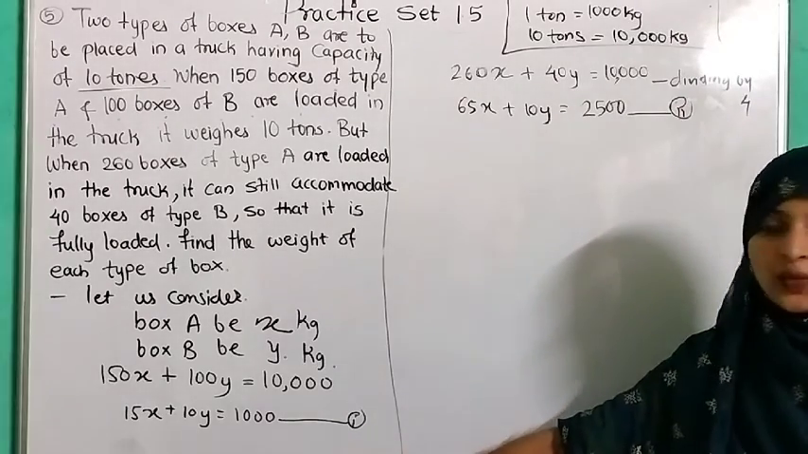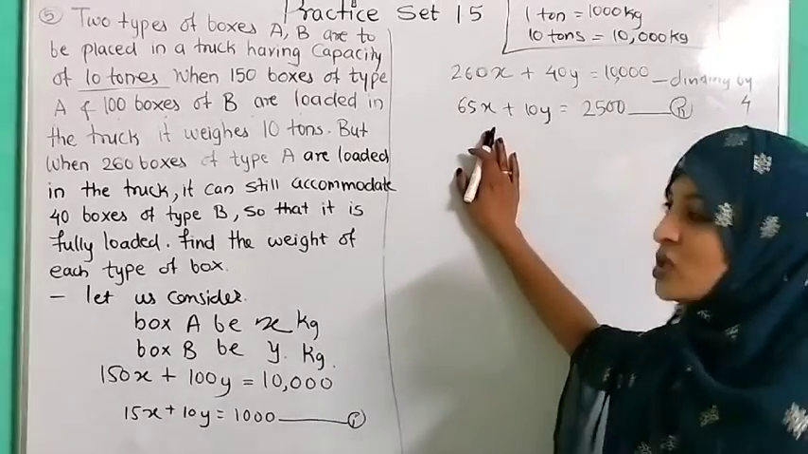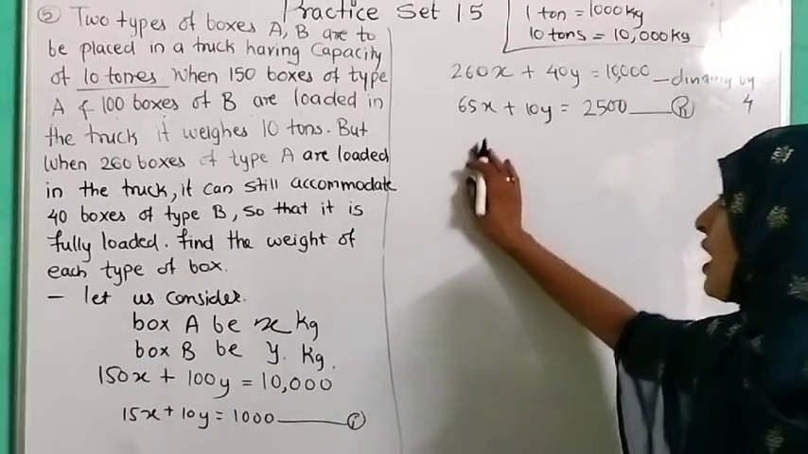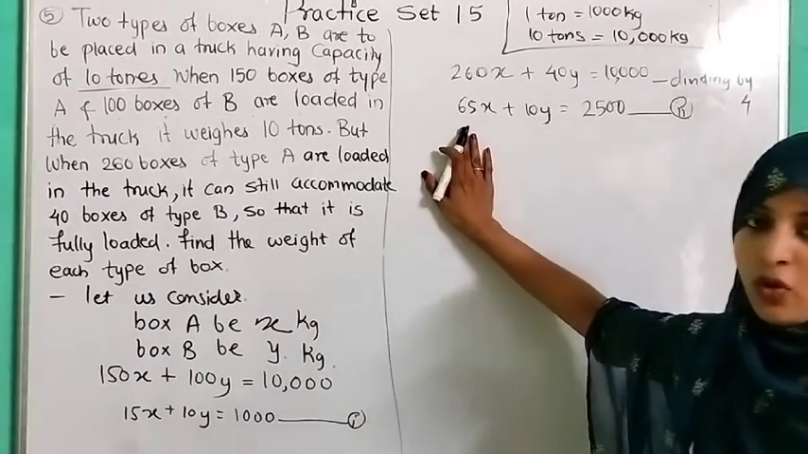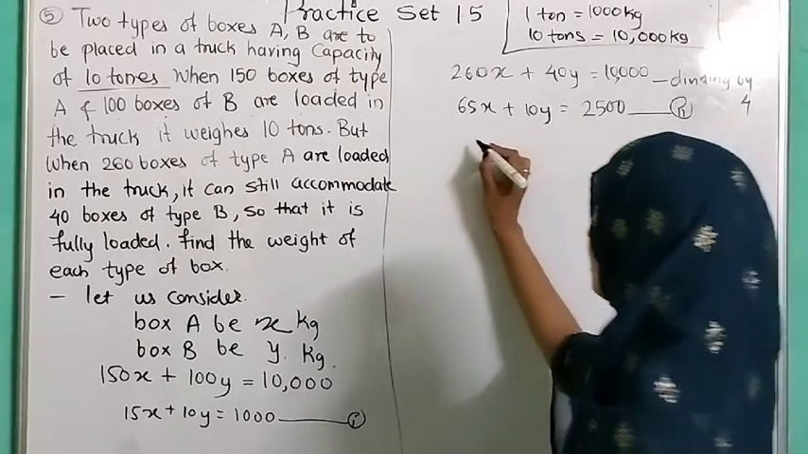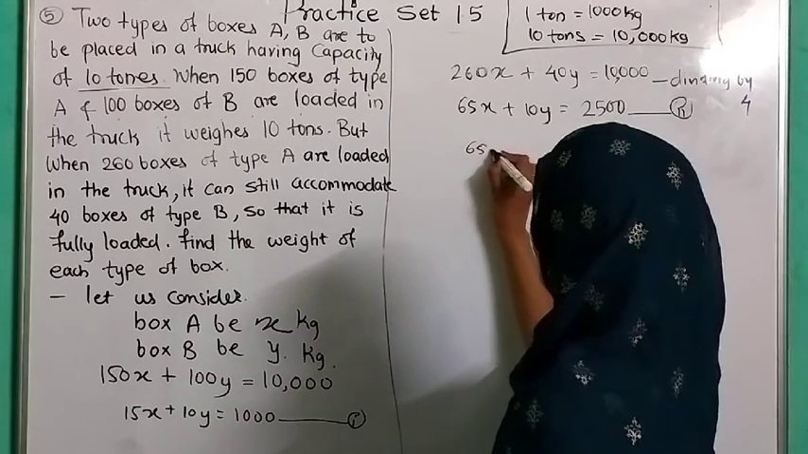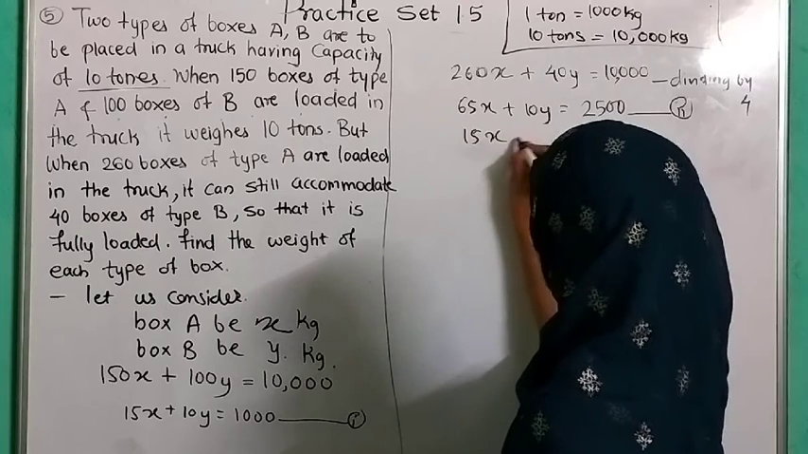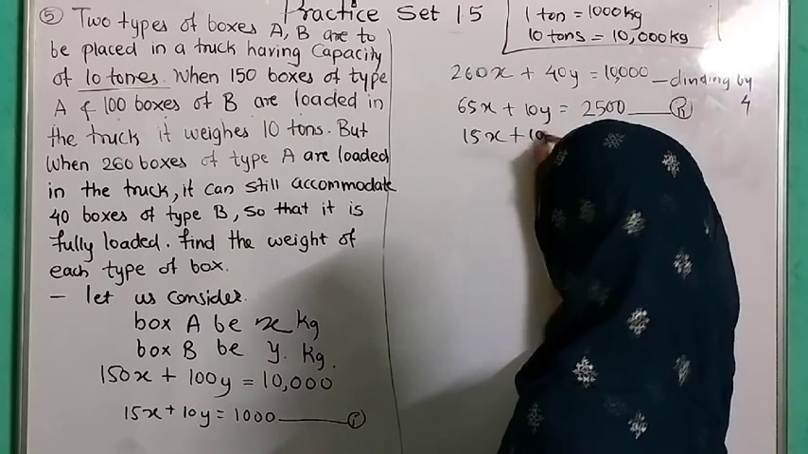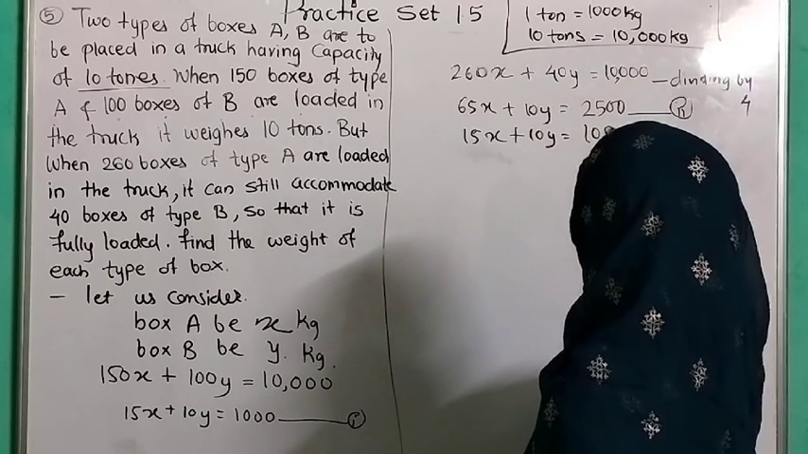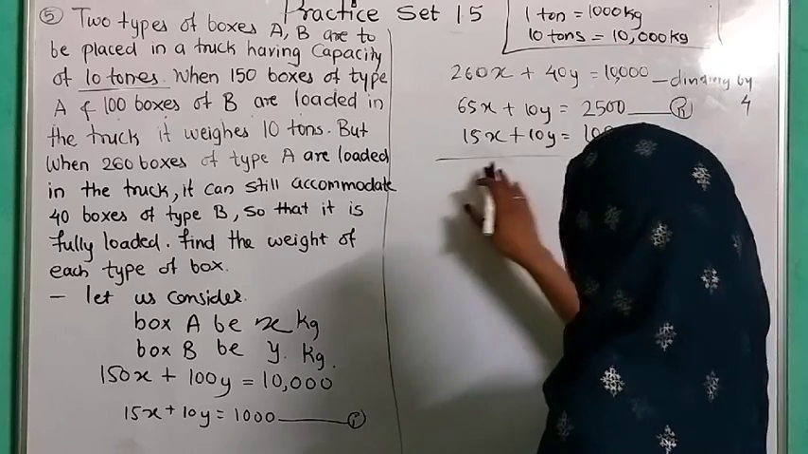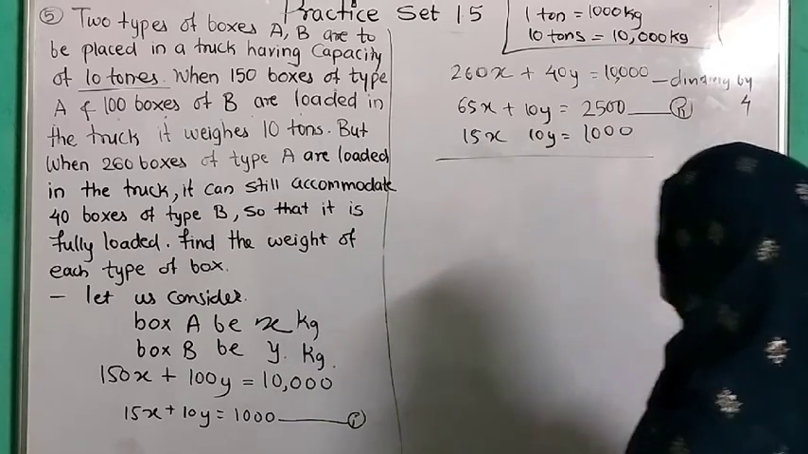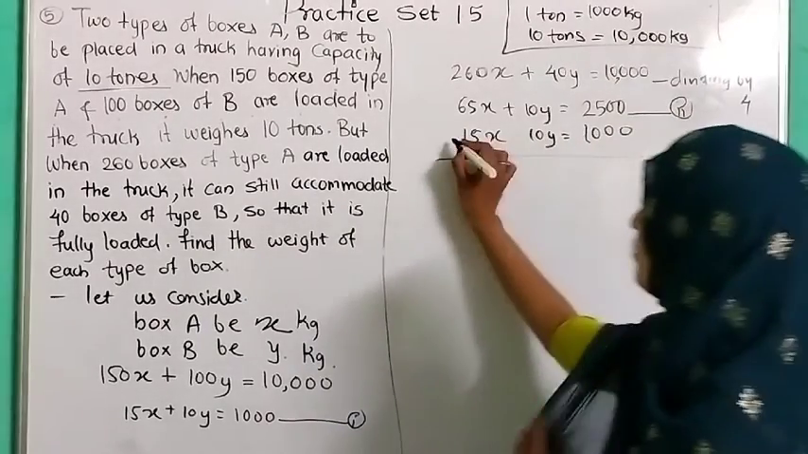Now subtracting equation 1 and 2. If we subtract equation 1 and 2, we are going to get the value of x. Means 65x, or else we just write the equation number 1, 15x plus 10y is equal to 1000. Then if you subtract equation 1 and 2, the sign will be changed.